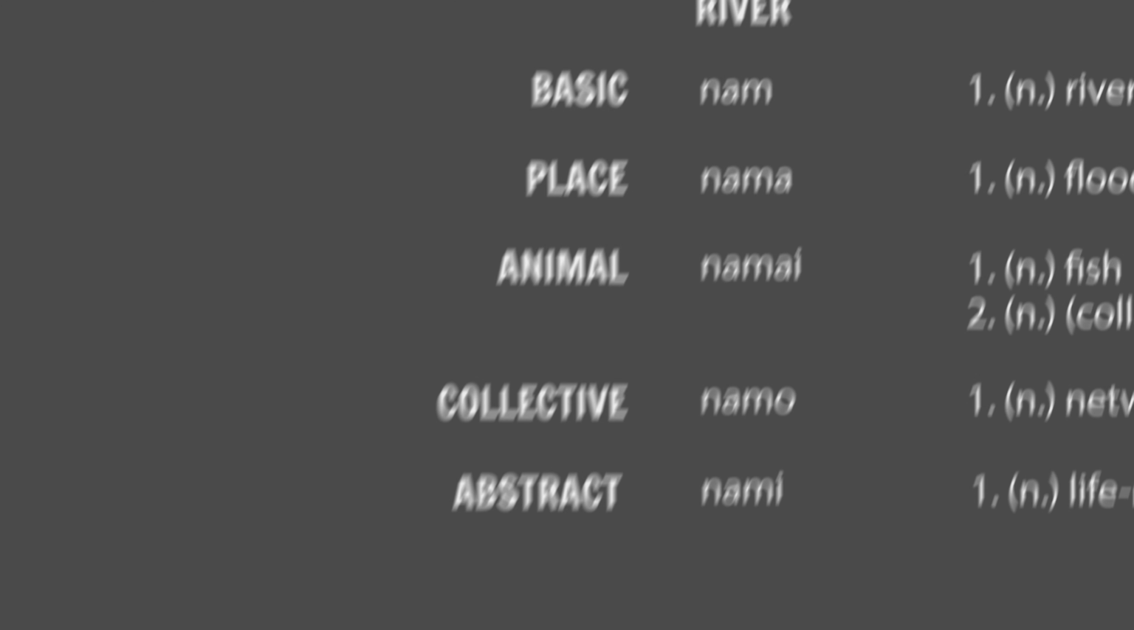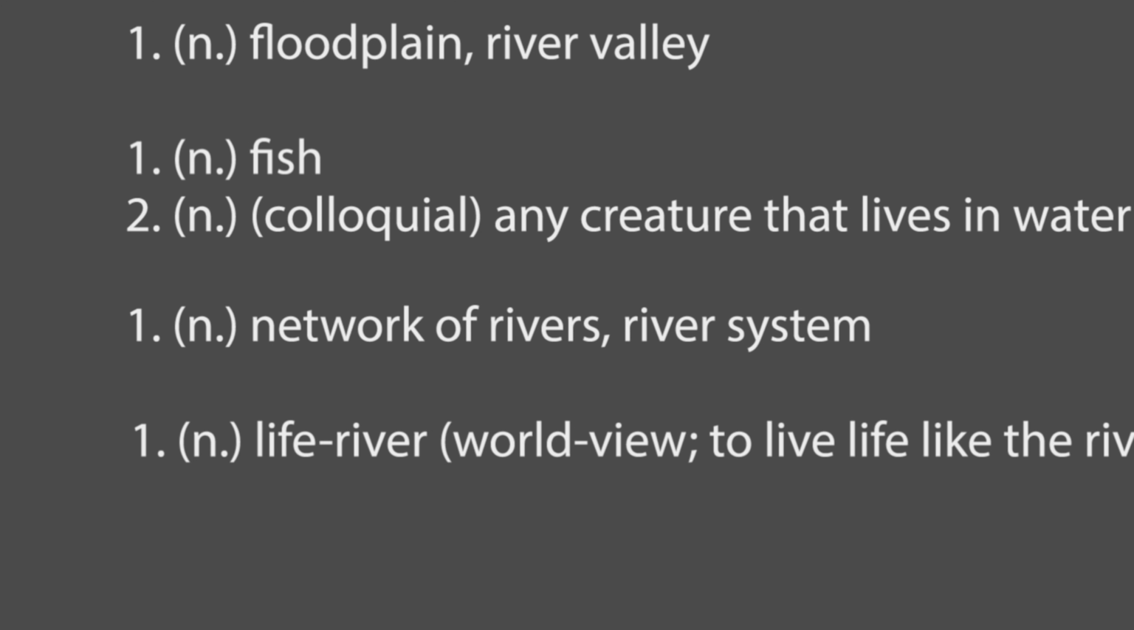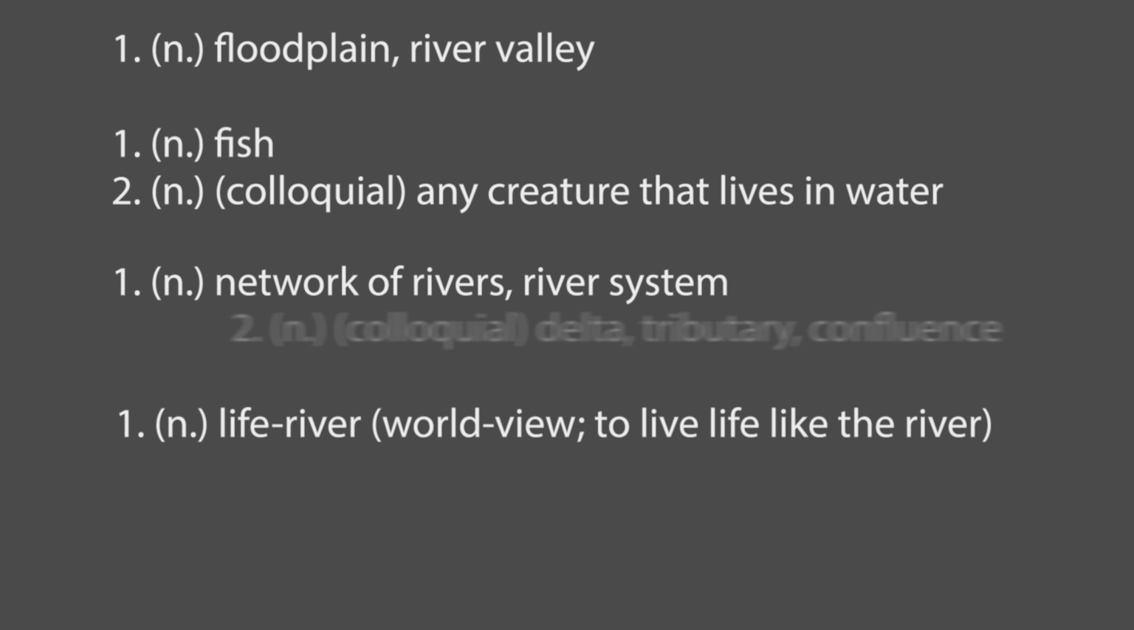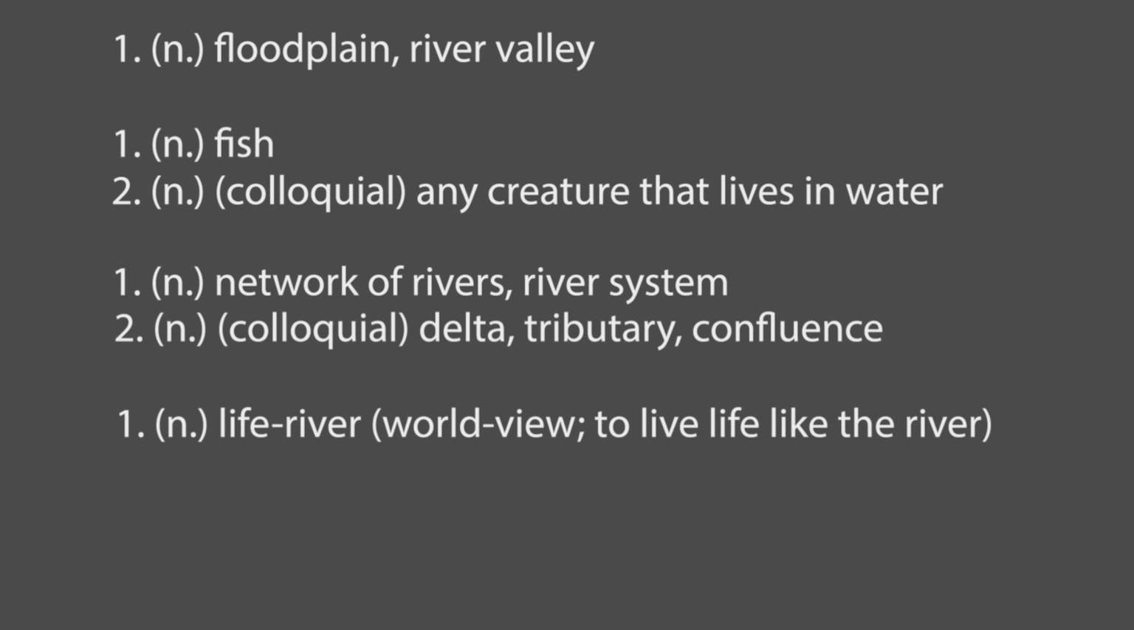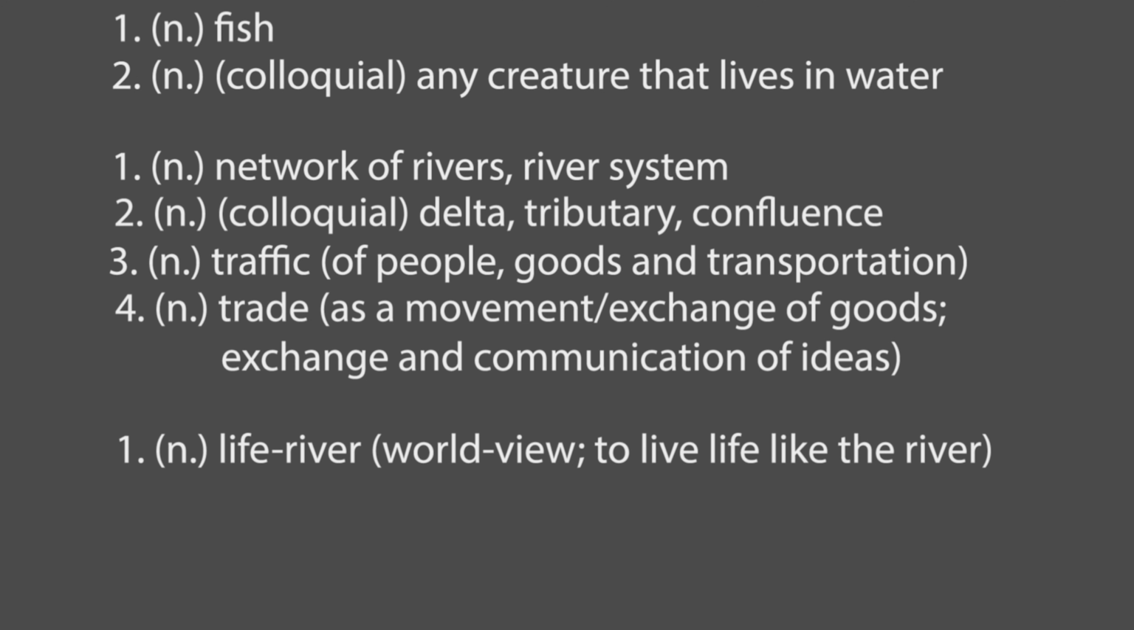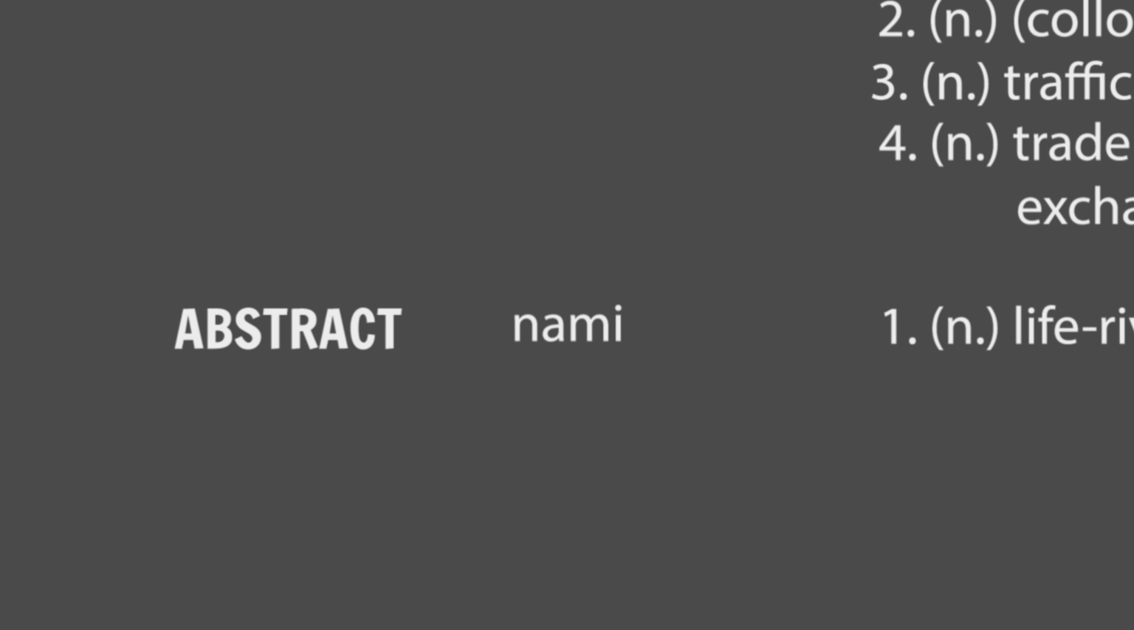A collection of rivers could be a river system, a network of rivers. Colloquially, it could refer to any point where two or more bodies of water meet and mingle. By extension then, it could also refer to the mingling of people, goods, ideas, transportation, money, etc. that would occur at the trade hotspots located primarily at river intersections. So, traffic and trade.